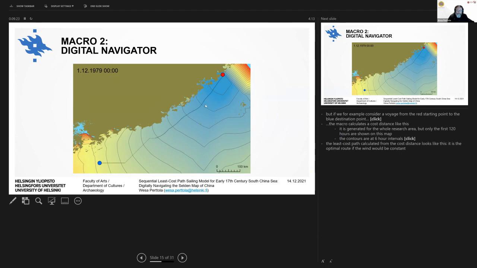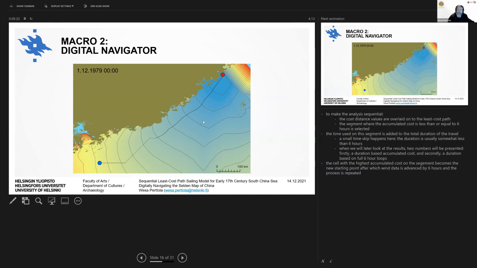The least cost path calculated from the cost distance looks like this. It is the optimal route if the wind would be constant throughout the voyage. To make the analysis sequential, the cost distance values are overlaid to the least cost path, and the segment where the accumulated cost is less than or equal to 6 hours is selected. The time used on this segment is added to the total duration of the travel, and a small time skip happens here. The duration is usually somewhat less than 6 hours, and when we look later at the results, 2 numbers will be presented for this reason. Firstly, a duration based on accumulated cost, and secondly, duration based on full 6 hour loops.